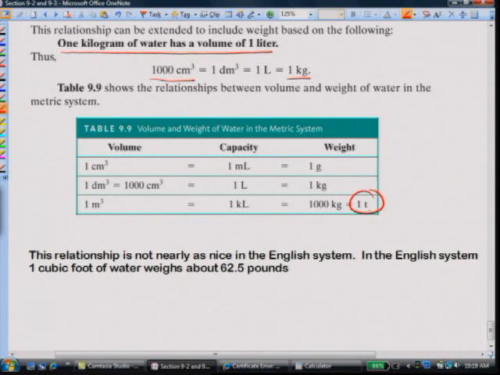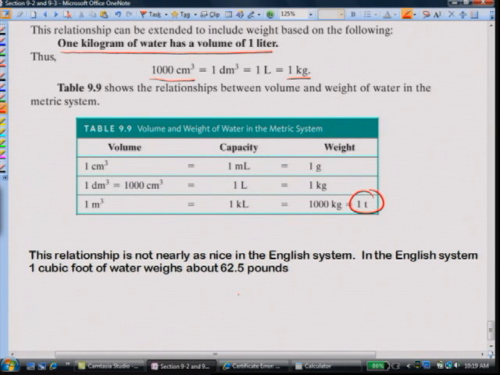Now, this relationship is not nearly as nice in the English system. In the English system, 1 cubic foot of water weighs 62.5 pounds. So it's a real hassle. I can remember in calculus classes, you're often worried about volume and the rate that something is draining, and if it's water, how much water you have, what the force of the water pushing against the dam is, and all this stuff. Depending on the units, if you want to find the weight, you have to remember that 62.5 pounds is the weight of a cubic foot of water.